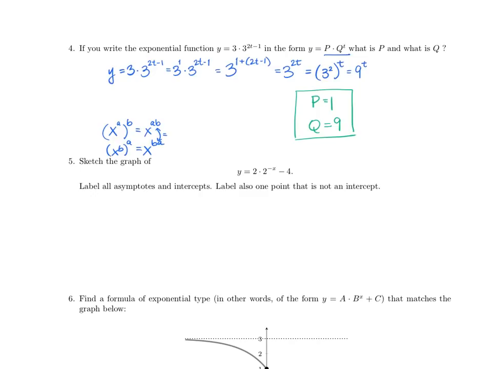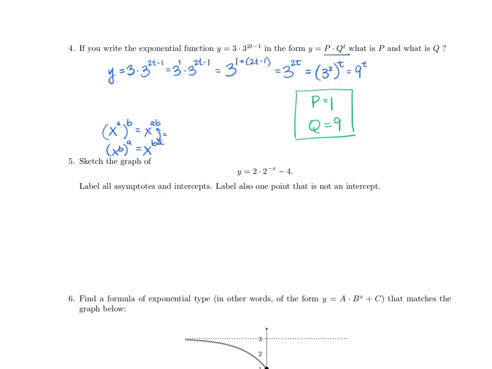Let's take a look at number 5. We're told that we need to sketch the graph of 2 times 2 to the minus x, minus 4, and that can be very overwhelming. But let's start with the simplest version and then use a bunch of graph transformations to get us from a simple exponential function to the one that we're actually trying to find. I think a good jumping off point is 2 to the x, and I'm going to do a small sketch over here on the side.